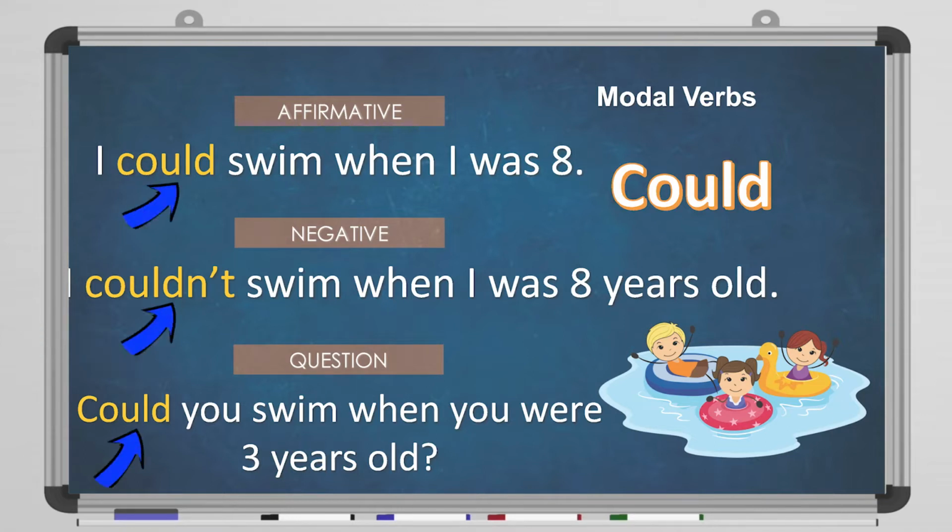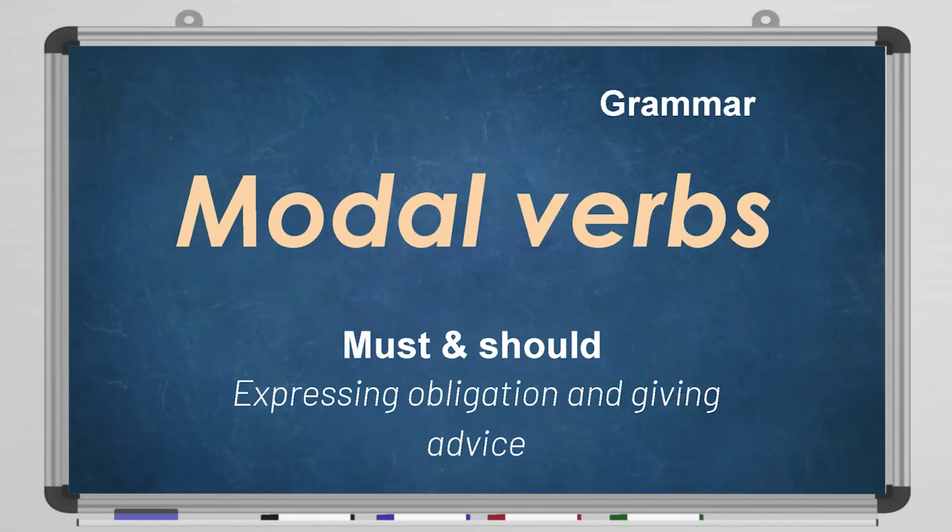You can see that all the verbs in the 3 sentences are in the infinitive. Could swim, couldn't swim, and could you swim. So as we said, all the verbs coming after modal verbs are in the infinitive. We took a look at can and could that expresses ability. Let's take must and should. Must expresses obligation. Should is all about giving advice.